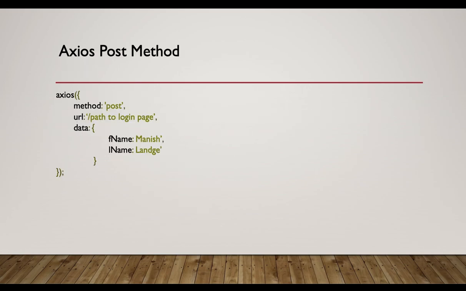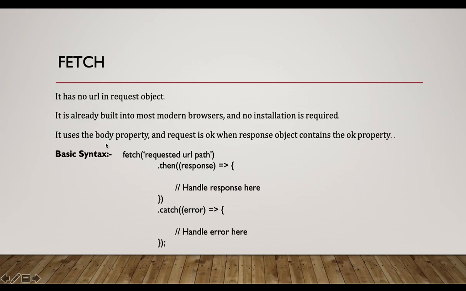For example, in the post method, you define Axios, and inside the curly brackets you provide all the information. While Fetch is very common in modern browsers and no installation is required because it's built in, and you can use it with any JavaScript framework. The syntax is fetch and then the URL. It works like the promises we use in JavaScript.